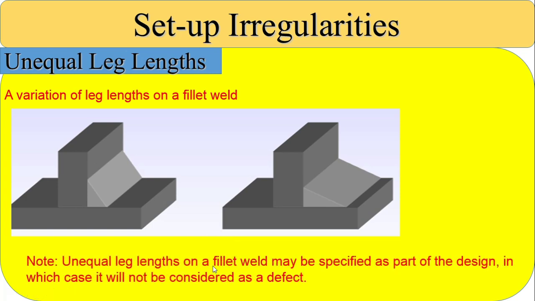Unequal leg length on a fillet weld may be specified as part of the design, in which case it will not be considered a defect. Definitely, in some cases, if you see in the drawing that unequal leg length is mentioned, it is required for the particular area as per the engineering drawing design. At that time it will not be considered a defect. But if it is not mentioned anywhere, then unequal leg length will definitely be a defect.